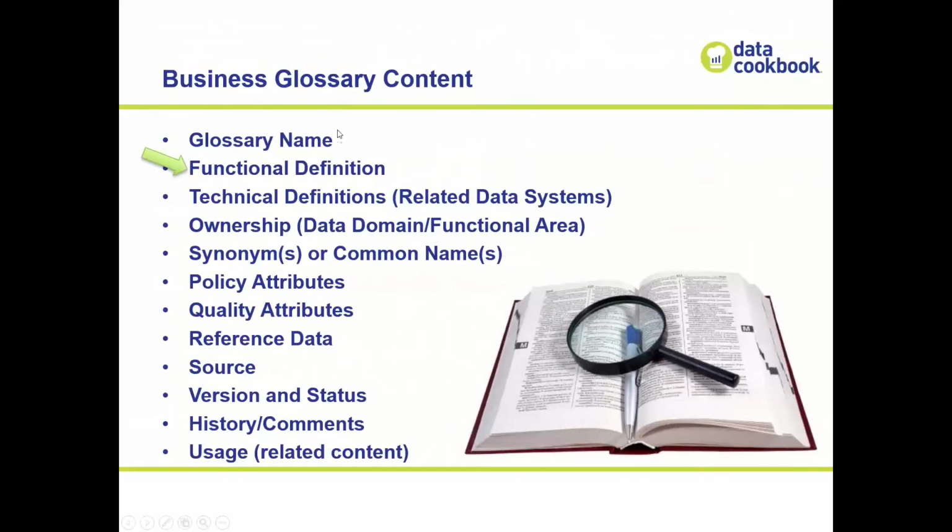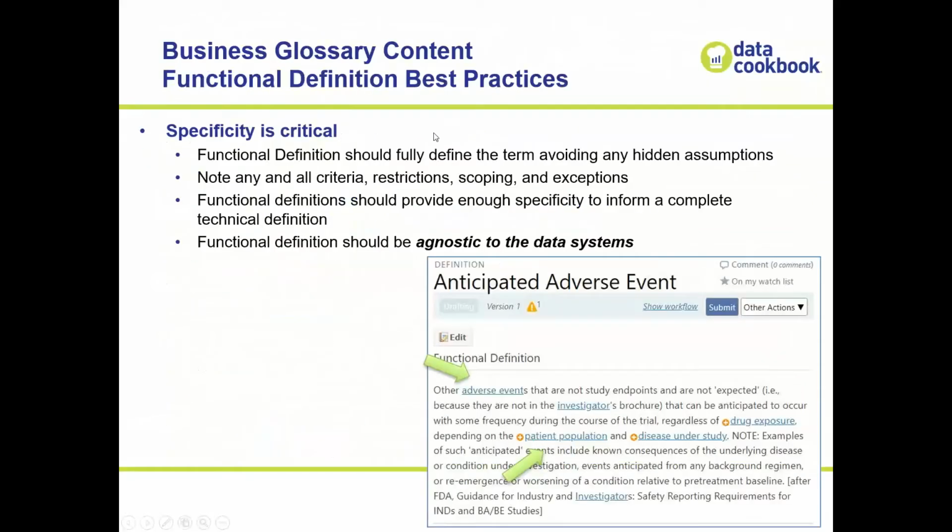All right, great. We picked the name. Now let's write a definition. So the first thing around a definition. I've got an example here of an anticipated adverse event.